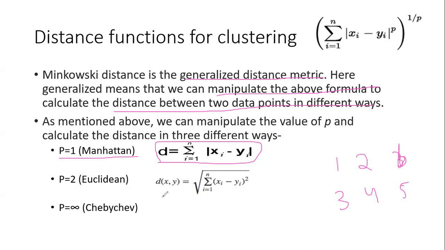Okay. In Euclidean I equate p equals 2. What is the benefit of Euclidean? For those who studied deep learning, I had told them about the quadratic cost function. Okay, we can't apply the same concept here. It's just a more robust measure of distance as compared to the Manhattan one. Manhattan, you can also look at.